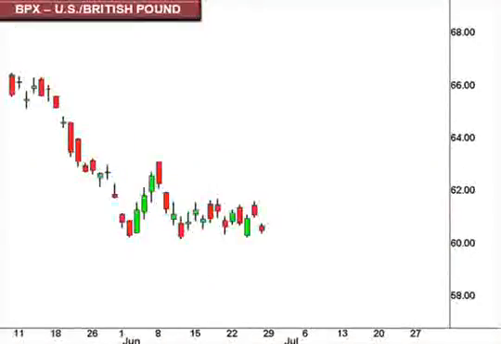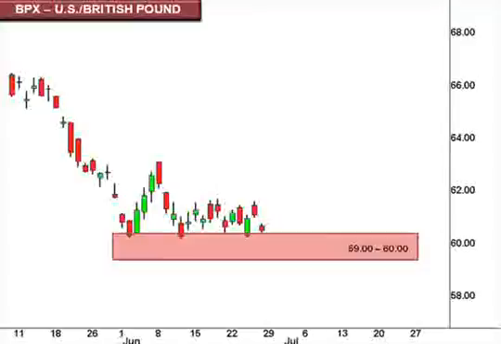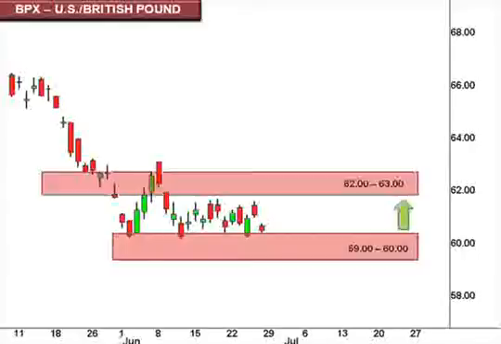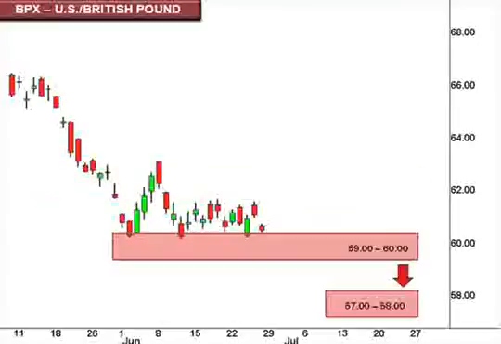Let's take a look at the BPX, the US versus the pound. As you can see here, the pair value continues to test support along the upper range of the 59.60 focal zone. And with such a narrow range, a significant move is anticipated. A commitment to the upside will target the 62.63 focal zone. A break below 60 opens the window for a test of that 57.58 box.